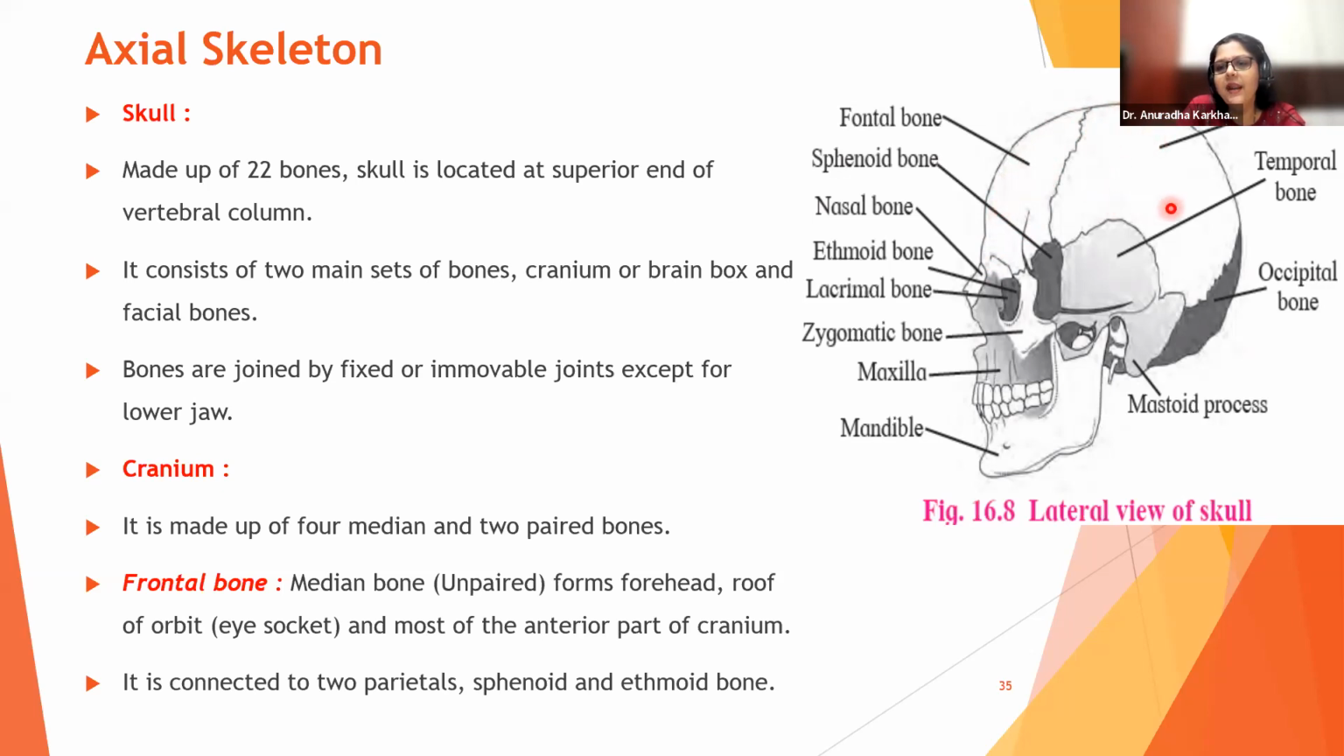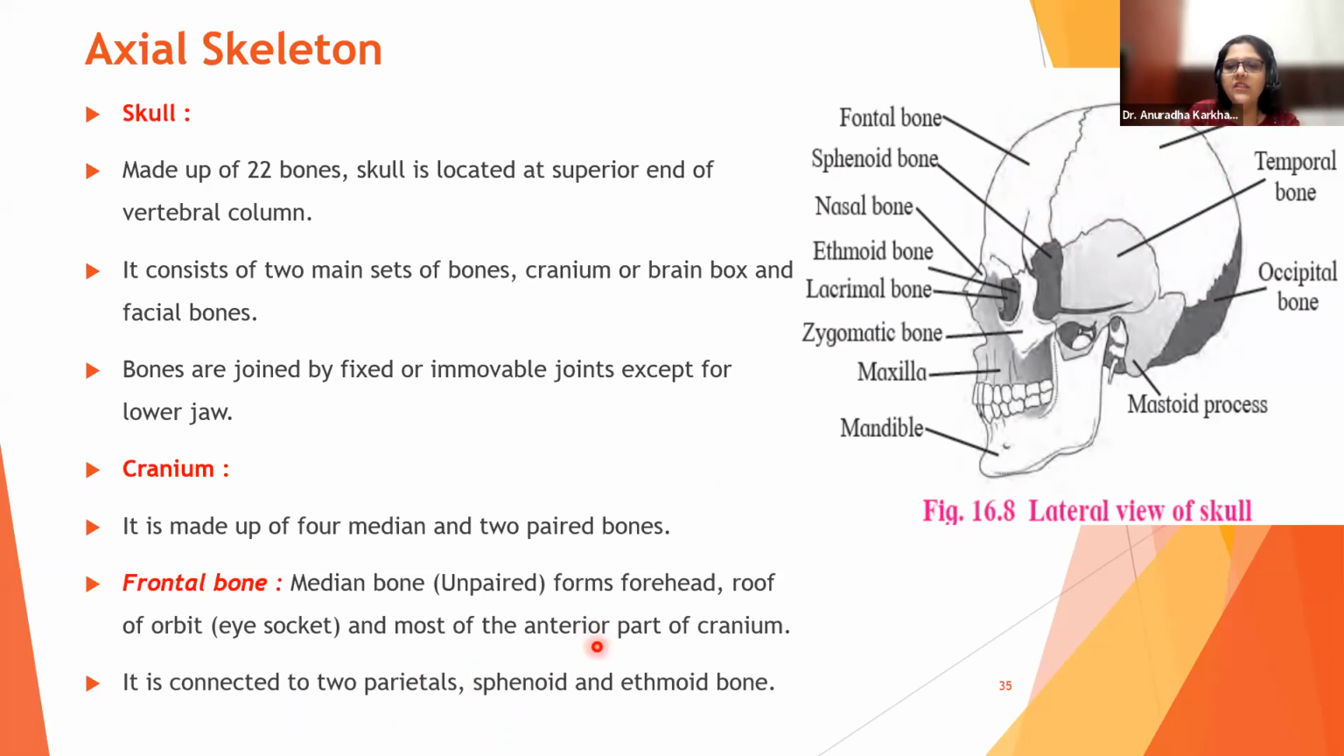Here you can see the parietal bone. This is the parietal bone, the white one from this side, right? This is the parietal bone. So from this side also there is a parietal bone, and from this side also there is a parietal bone. So it has joined both the parietals. Okay? So it is connected to 2 parietal bones.